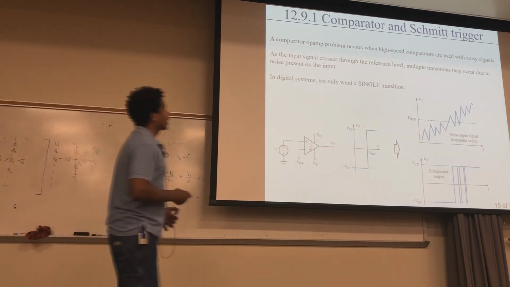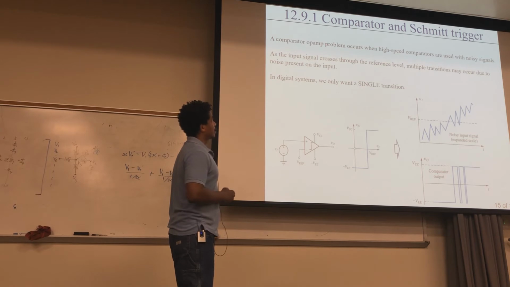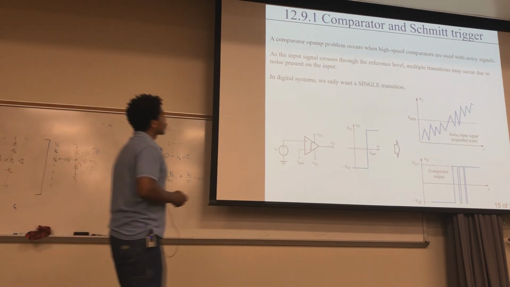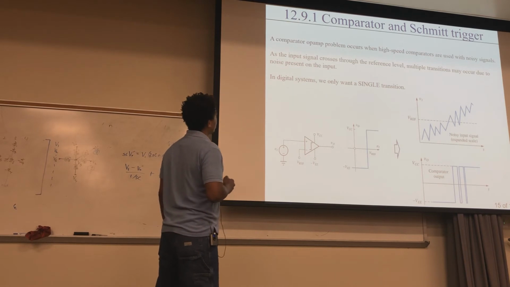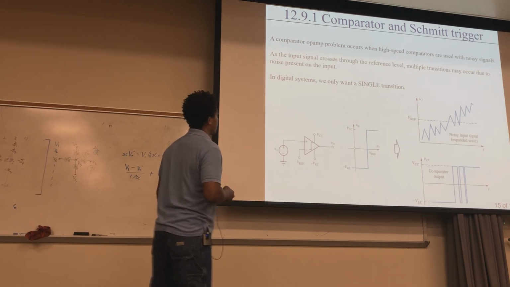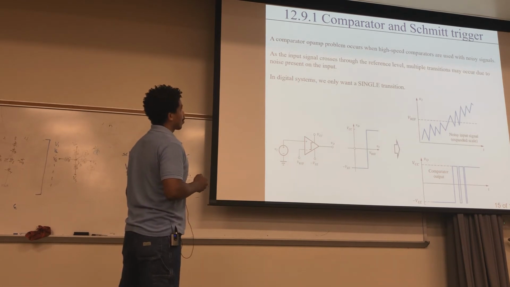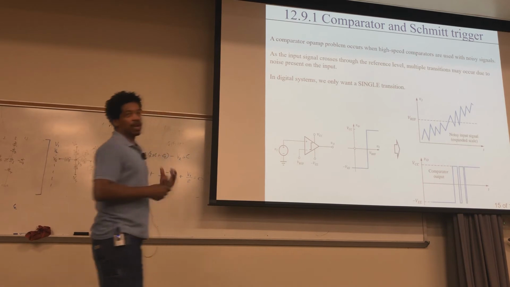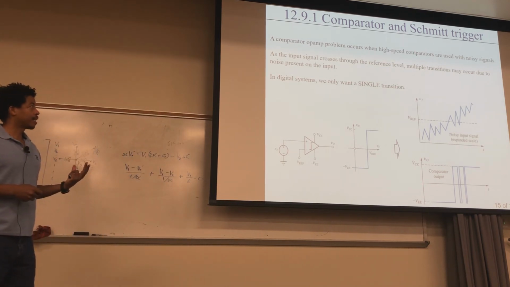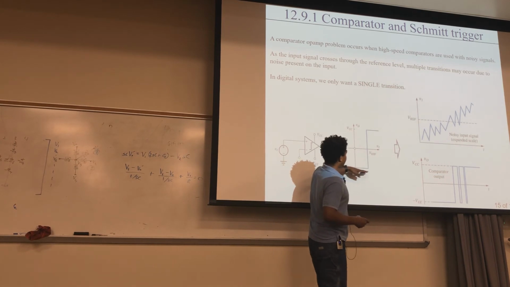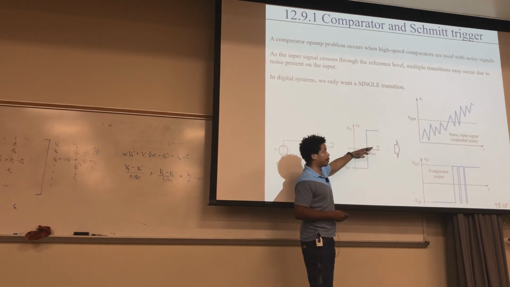Okay, so now let's look at the Schmitt trigger. Now we know about these comparators, right? They were comparing the inputs right here, but one of the problems that occurs, especially for the high-speed comparators, is if you have a very noisy signal coming in. Because if you have a noisy signal coming in, it'll work just fine as switching back and forth, but you don't want all that switching to happen, right?